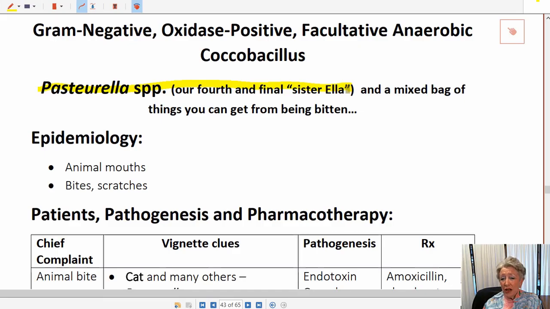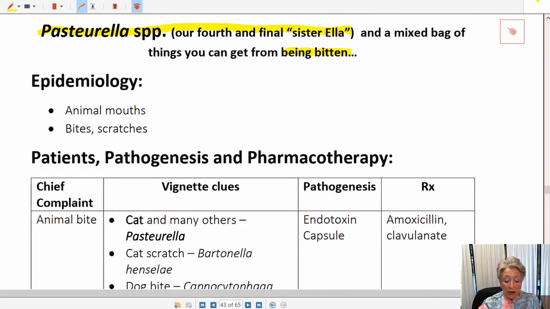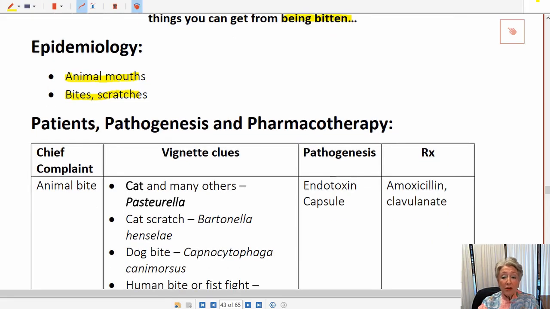And then I just added on here, for the sake of finishing off a topic, a mixed bag of things that you can get from being bitten by something, okay? The reason I wanted to handle these all together is that Pasteurella is very common in animal mouths. So it would be the most common thing that you would get from the bite of an animal. But remember, there are other things that predominate in other animal mouths.